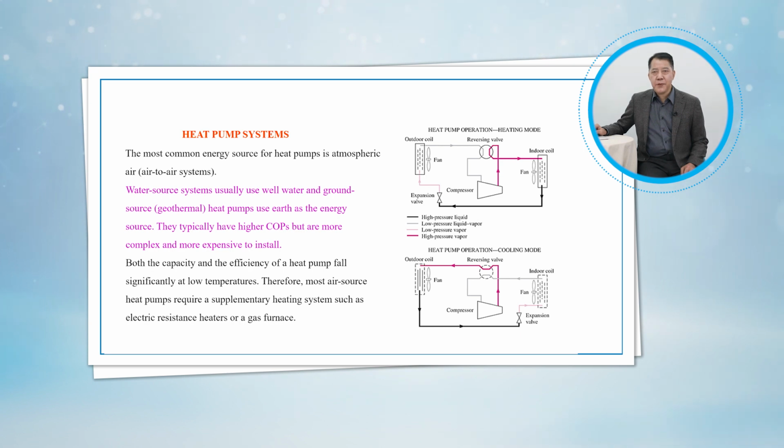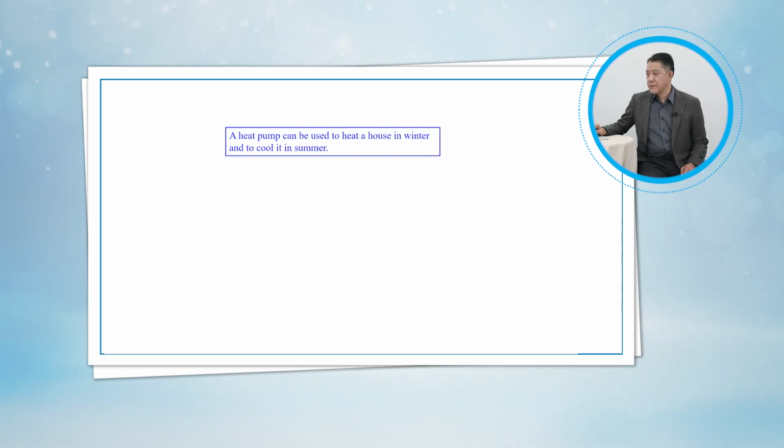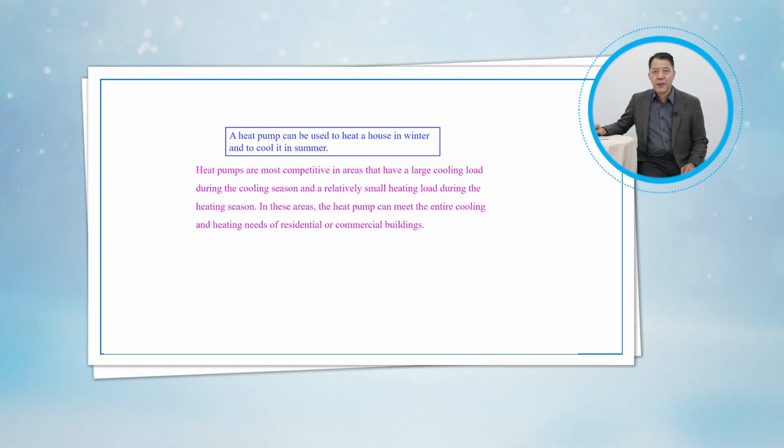A heat pump can be used to heat a house in winter and to cool it in summer. Heat pumps are most competitive in areas that have a large cooling load during the cooling season and a relatively small heating load during the heating season. In these areas, the heat pump can meet the entire cooling and heating needs of residential or commercial buildings. The heat pump is least competitive in areas where the heating load is very large and the cooling load is small.